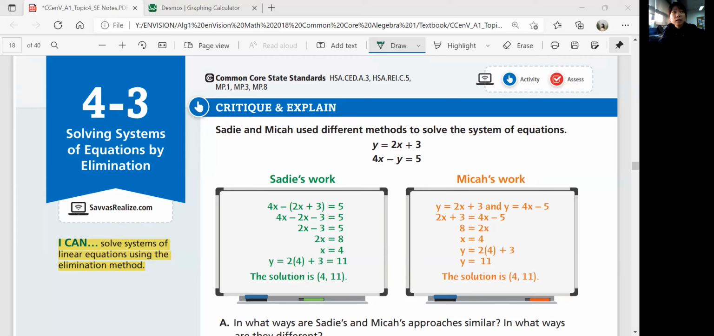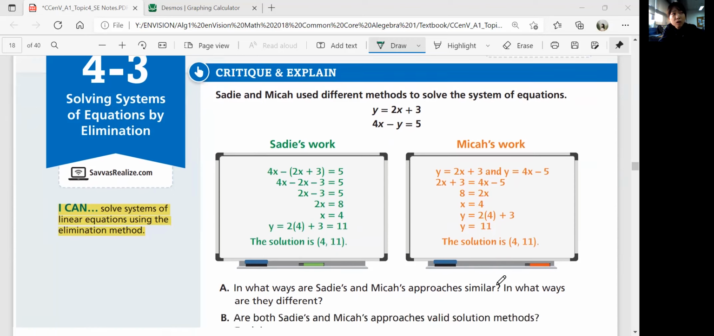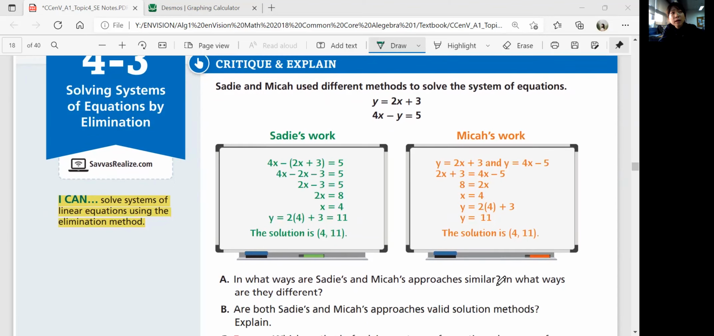Let's look at critique and explain. Sadie and Micah use different methods to solve the system of equations. Sadie's work is shown below in green. Micah's work is shown below in red. And they both get the same solution. In what ways are Sadie's and Micah's approaches similar? In what ways are they different? Do you see differences between the two works?